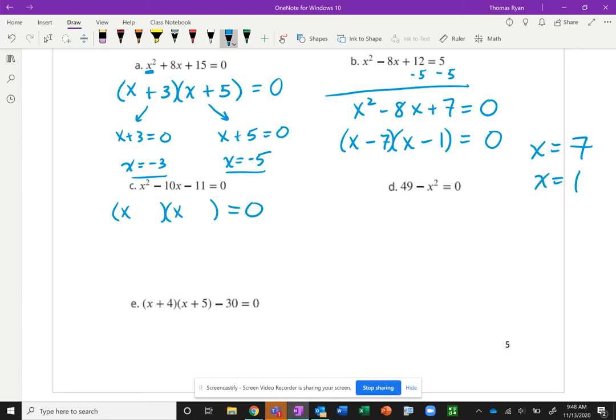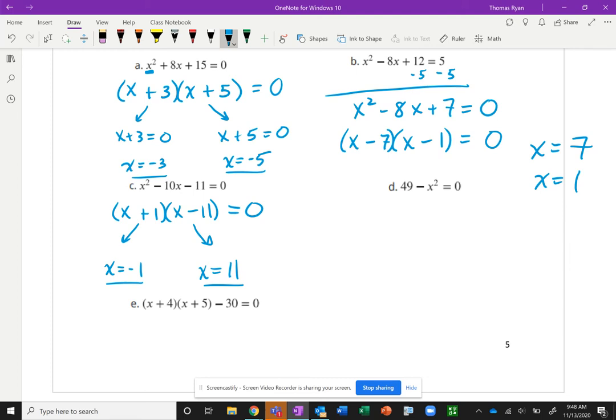X times x will give us our x squared. 11 is prime, so we know we have 1 and 11. Question is, if they multiply to negative 11, we need a plus and a minus. And then they're going to add to negative 10, so we're going to give the larger 11 the negative, so that they're going to add to negative 10. Split it up. ZPP, x is negative 1, or x is positive 11.